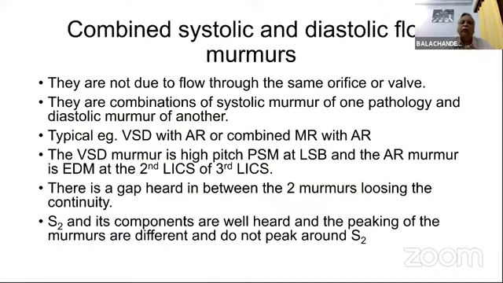And this is what is called a systolo-diastolic murmur, or a combined systolic and diastolic murmur. They are not due to flow through the same orifice. For example, the classical one is VSD with AR, which comes in close differential diagnosis with an RSOV. There is a gap heard between the two murmurs, and the second heart sound and its components are well heard, and the peaking will not occur around the second heart sound.